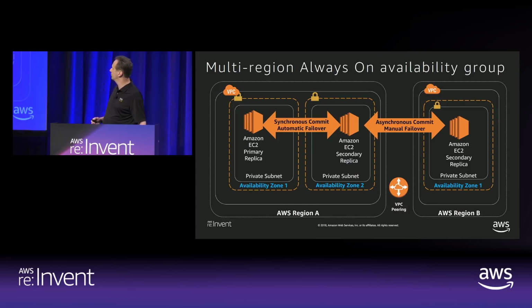Now, in that second region, we're going to do a manual failover, asynchronous commit. I don't recommend synchronous commit with that distance, but between availability zones, absolutely, I do recommend synchronous commit. You won't have a problem there.